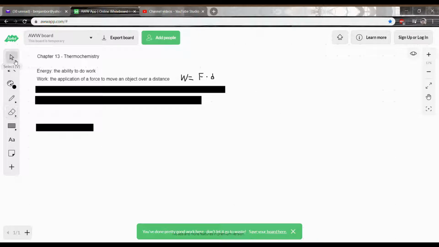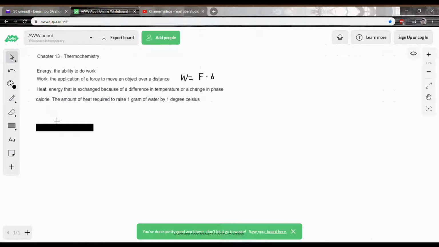Okay, and that leads us to redefine heat as energy that is exchanged because of a difference in temperature or a change in phase. I'm going to reveal all these boxes because I can't remember what I put in there. Okay.